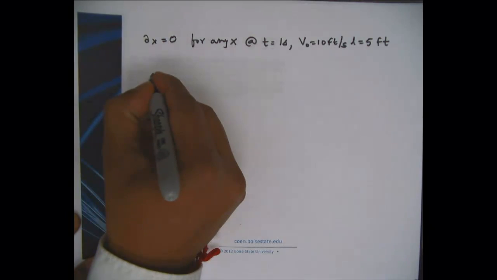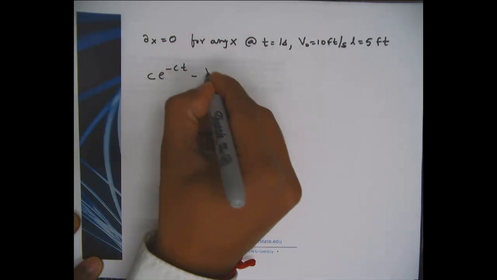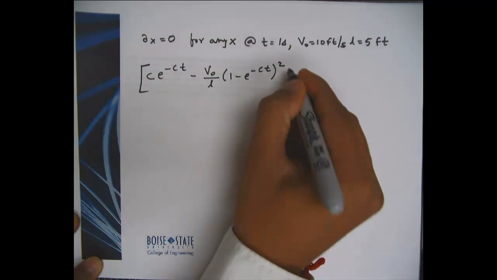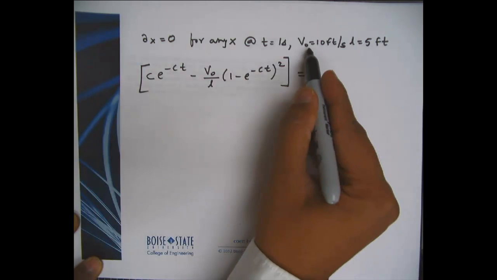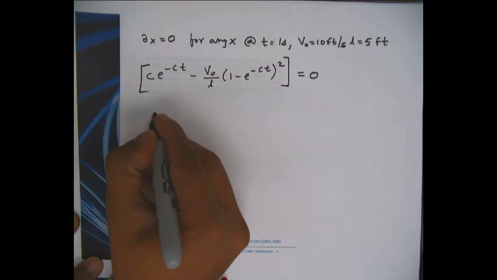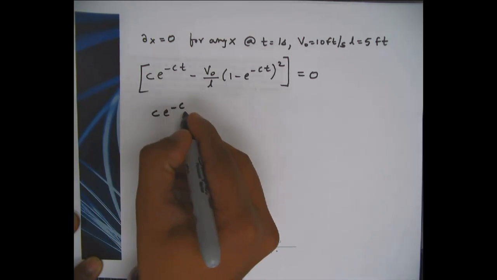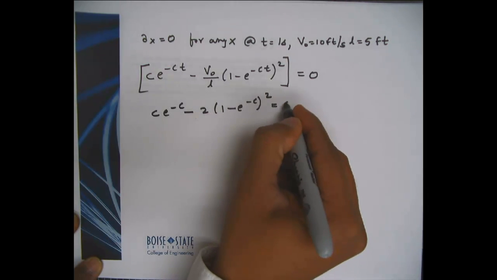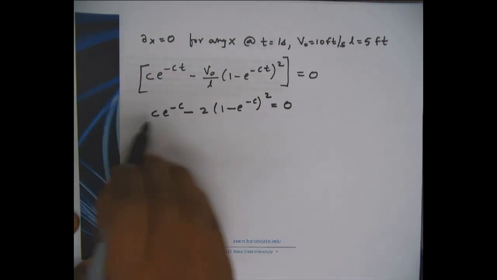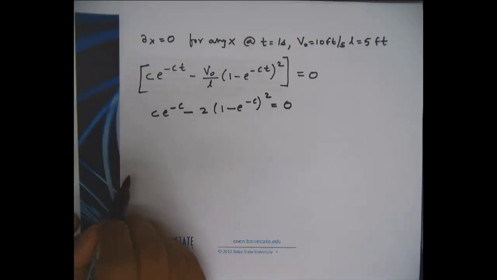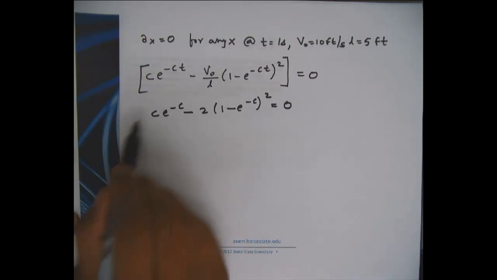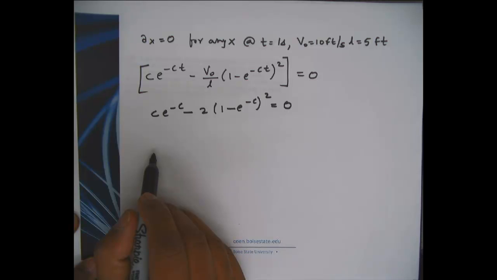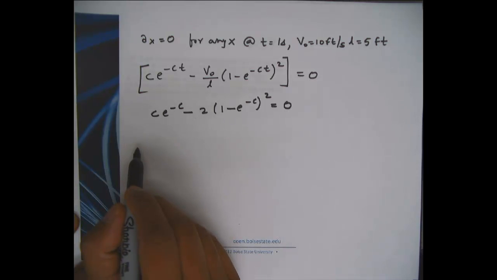Okay, so we have c e power minus ct minus v naught over L times (1 minus e power negative ct) whole squared equals 0. If you substitute what we are given for t, v naught and L, we end up with c e power minus c minus 2 times (1 minus e power negative c) squared equals 0. Okay, so we have to find the solution of this equation to determine c. If you substitute c equal to 0, it is a trivial solution. You will satisfy the equation, but that's not what you're asked to find. And since it's a quadratic equation, you'll end up with another root.